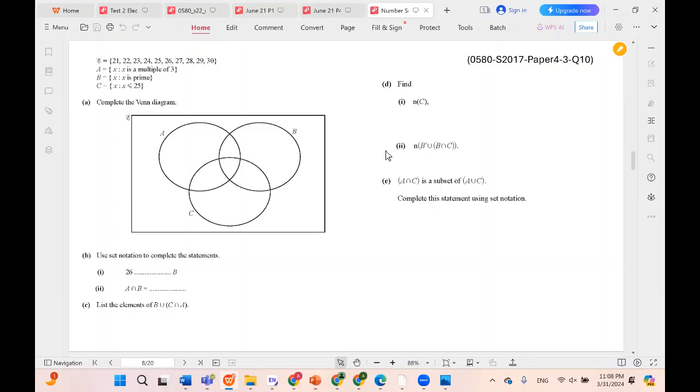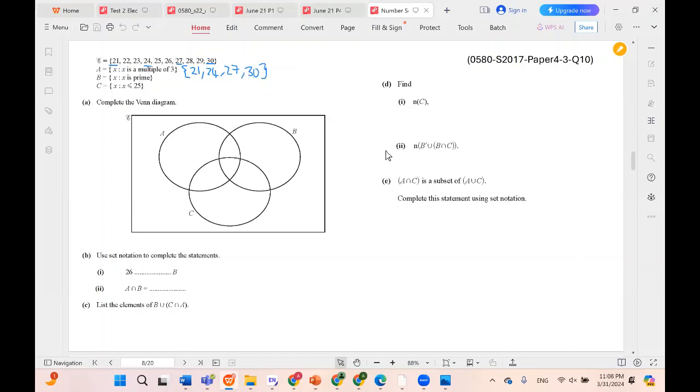So for multiples of 3, 21 is a multiple of 3. It's 3 times 7. 24 is a multiple of 3. 27 is a multiple of 3. And 30 is a multiple of 3 as well.